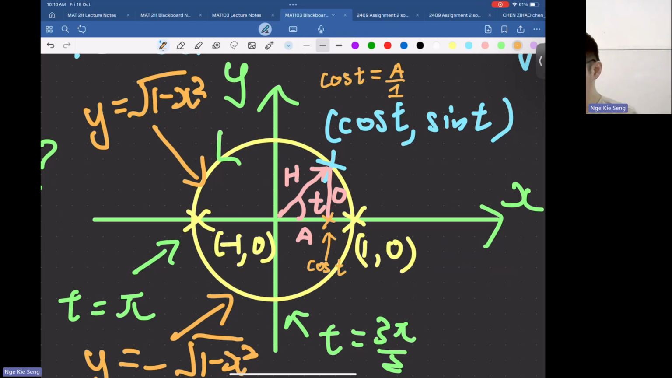Okay? Sin t is opposite over hypotenuse. Again, we know the hypotenuse is radius 1. So meaning what? 对边 is sin t. So this height here is sin t. So that gives us the x and y coordinate here. Does it make sense? Okay or not? So we use the fact that we know about the hypotenuse. The hypotenuse is always 1. Does it make sense? Okay.